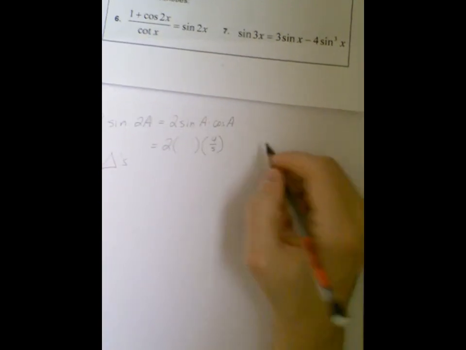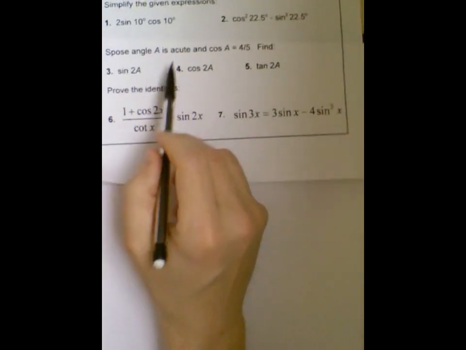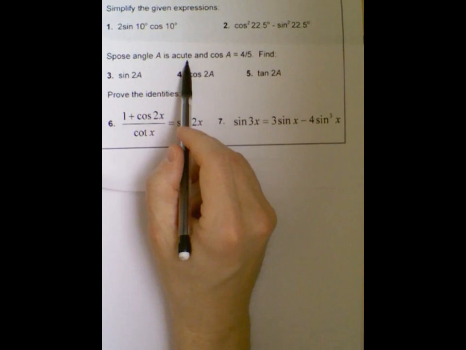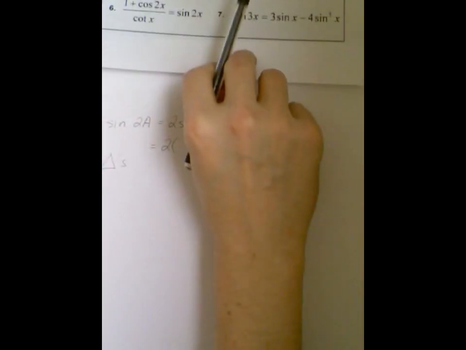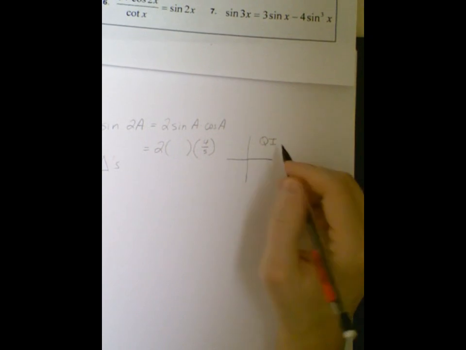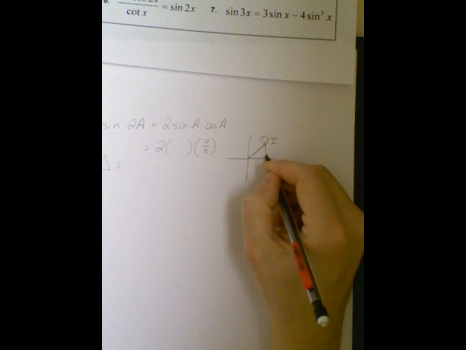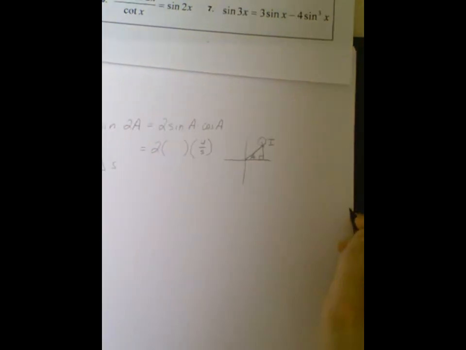Okay, so over here, remember how we said angle A was acute? Do you remember what that means? If angle A is acute, how big is he? Remember acute is between 0 and 90, that means he lives way over here in quadrant 1. So let's just draw him. No idea what he looks like, just draw a random triangle here. There he is. There's angle A.